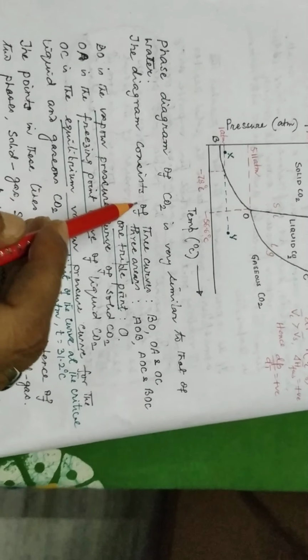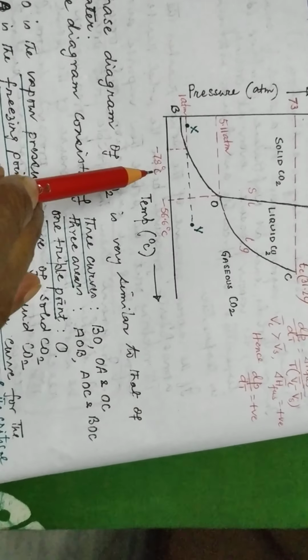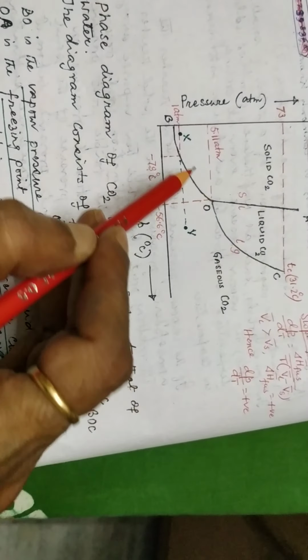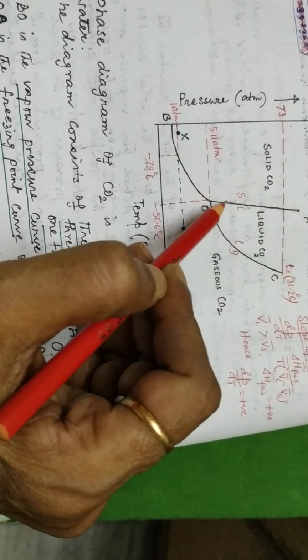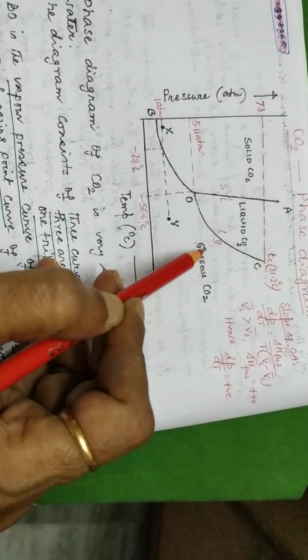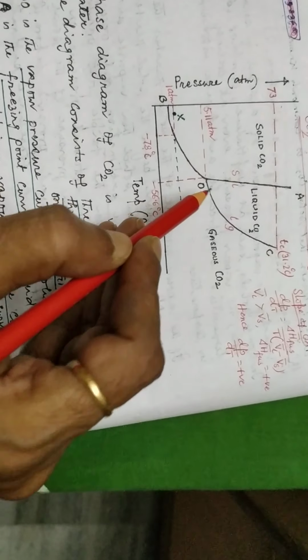Now, the diagram consists of three curves, BO, OA and OC. Three areas, AOB, AOC and BOC, and one triple point, O. Okay?